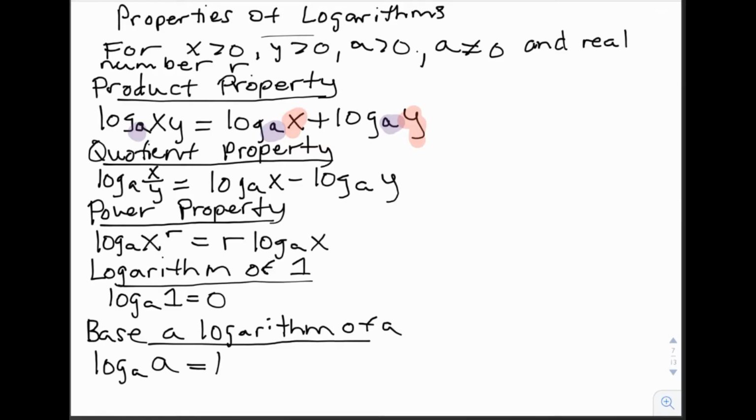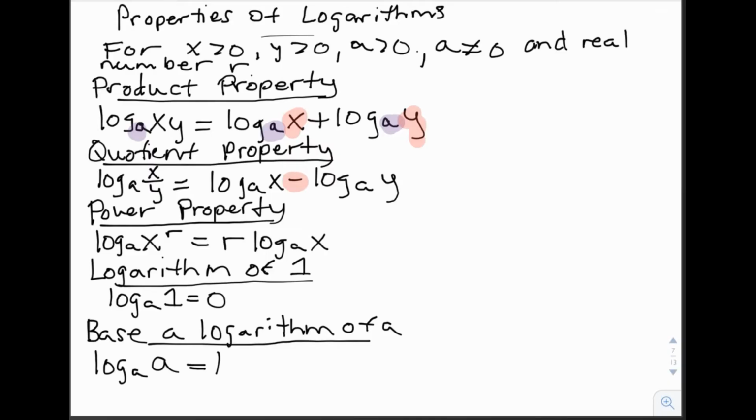Now, additionally, with our quotient property, it's very similar, but now we're dealing with division. So log base a, and then we have x divided by y. We can go ahead and pull these apart. And the major difference between these, instead of a plus, we have a minus here.